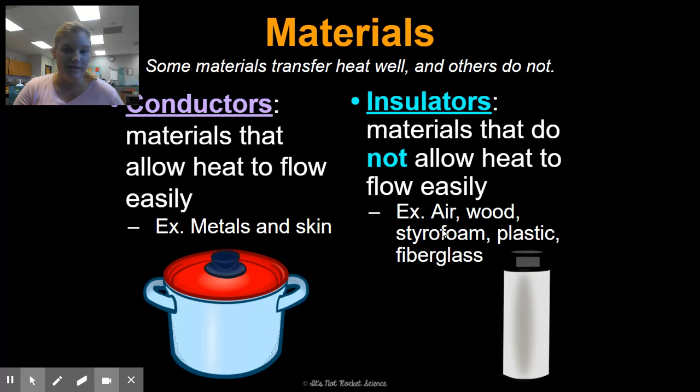Wood is a really great insulator. It's what we build houses out of, so we can keep ourselves warm in the winter and cool in the summer. Styrofoam, which is what a lot of coolers are made out of, plastics, and fiberglass. These are all things that are going to keep either heat in or heat out.